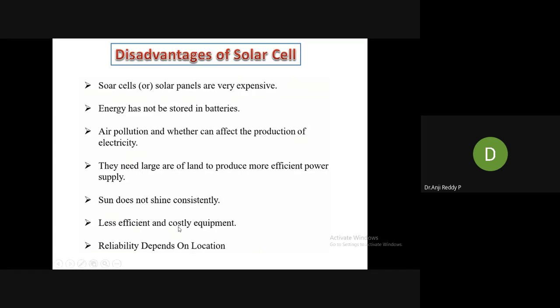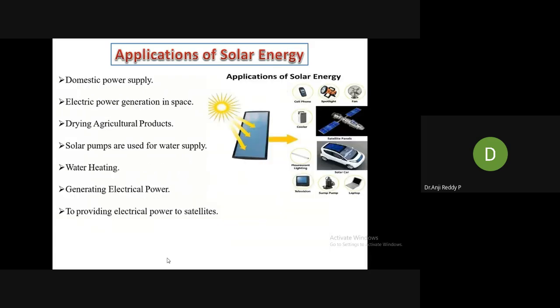And less efficient, costly equipment. Whatever we have at present reaches a maximum of 42%. That is low efficiency. And the equipment cost is also very high. And reliability depends on location; it will change from location to location. These are the disadvantages. And what are the applications?